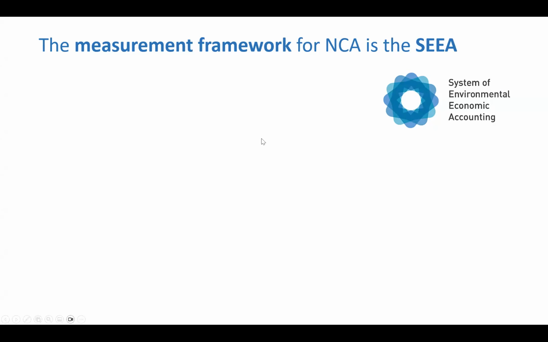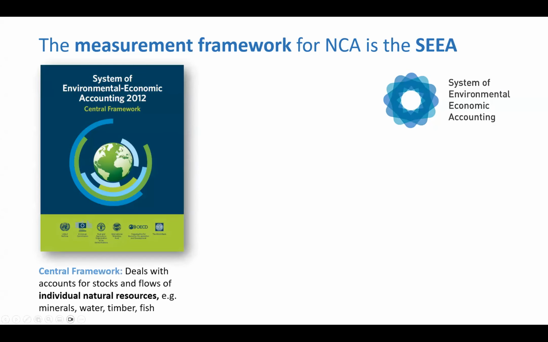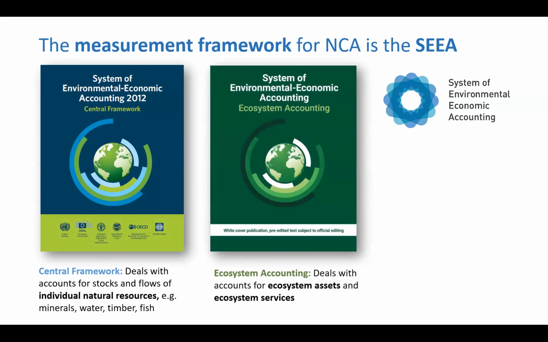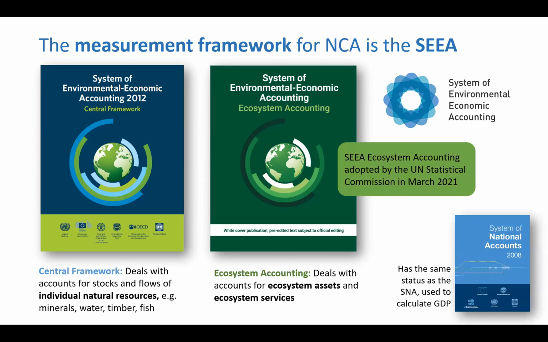All right, so we all know that the measurement framework is the System of Environmental Economic Accounting, and there's a central framework which focuses on individual natural resources, minerals, water, timber, and fish as examples, and then the ecosystem accounting framework. And it's these measurement frameworks that contain the concepts, definitions and accounting rules that align and give the statistics produced through them similar status to the system of national accounts.